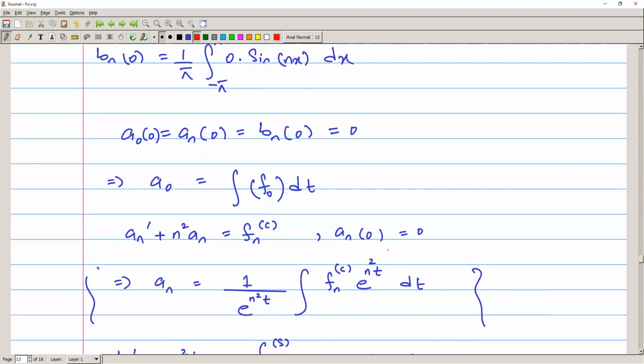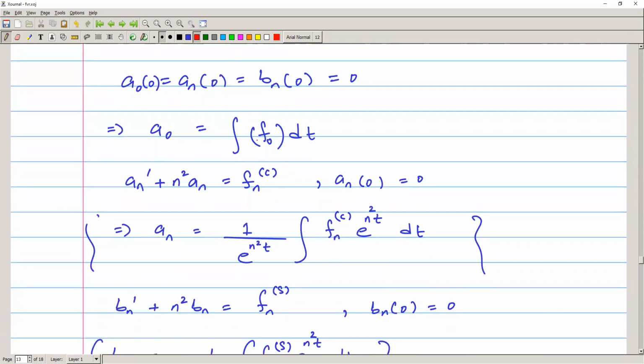So a naught is equal to the integral of f naught dt, with the condition that a naught of 0 is equal to 0, right? So here we can find a naught. Then a n prime plus n squared a n is equal to fn cosine series, and again the condition is equal to 0, right? So these are three initial value problems: a naught, a n prime, b n prime, and we can solve these initial value problems using the initial conditions.